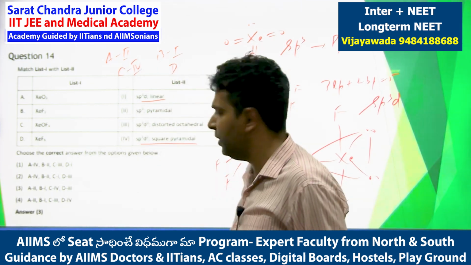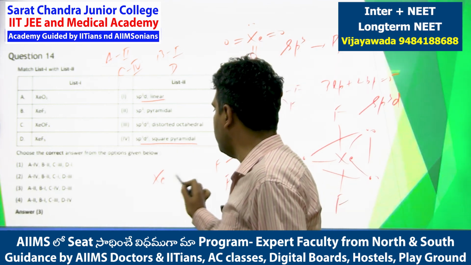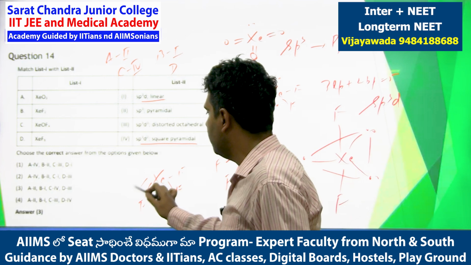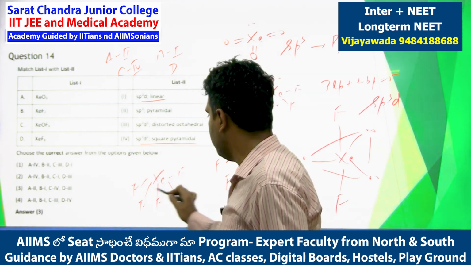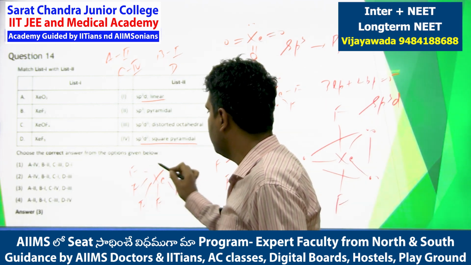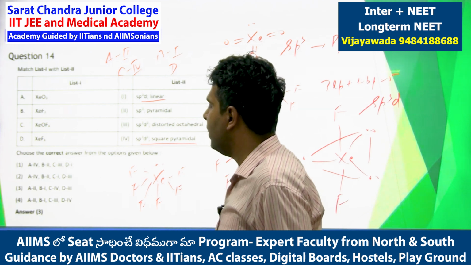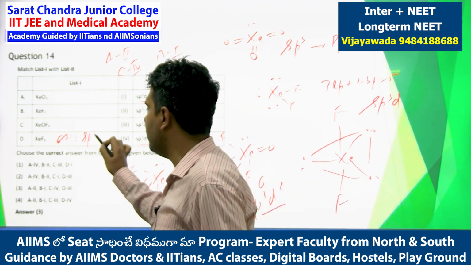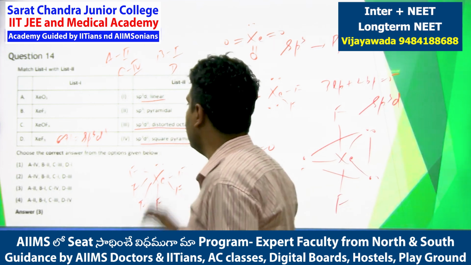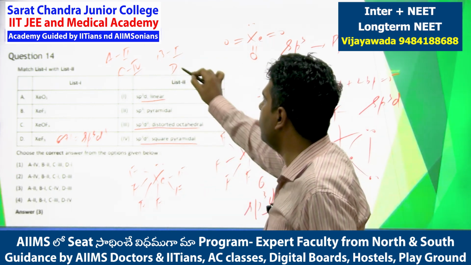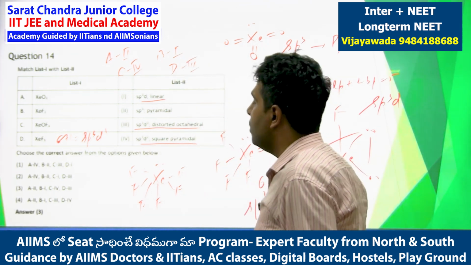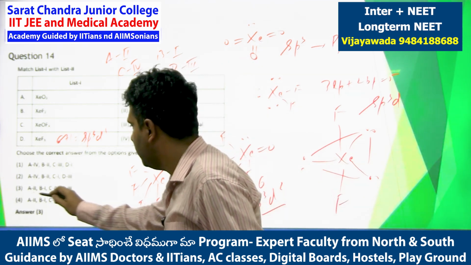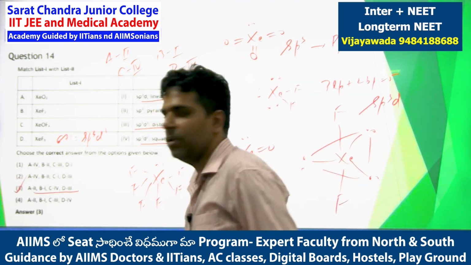So D is XeF6. So there are 6 fluorine bonds and 1 will be the lone pair. So 1, 2, 3, 4, 5, 6, 6 bond pairs and 1 lone pair. Total 7. Hybridization will be sp3d3 and the shape is distorted octahedral. So D is corresponding to 3. So A2, B1, C4, D3. That is the third option, which is the answer.